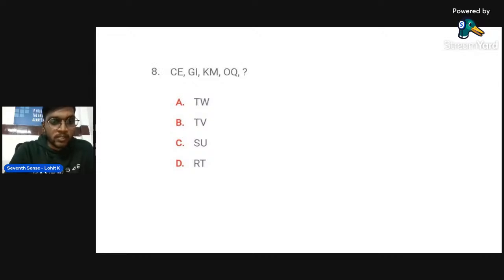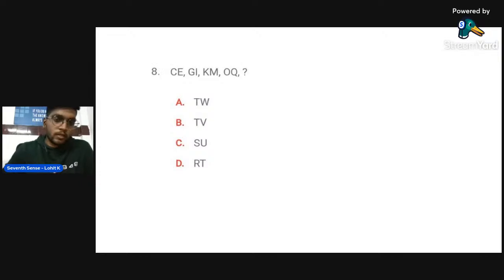As you can see, C and E, what is the difference here? 5 minus 3, the difference is 2 here. You can see the same thing on G and I: 9 minus 7, 2. You can see the same difference in K and M, 2. So you can solve like this also. You can take the difference of the first alphabets, C and G, or the difference of the last alphabets, E and I.